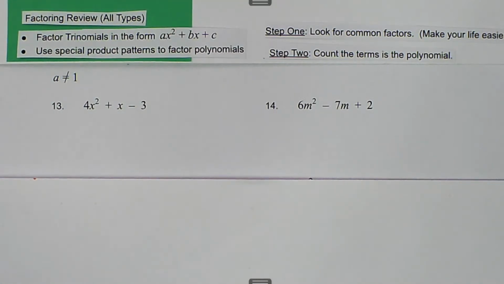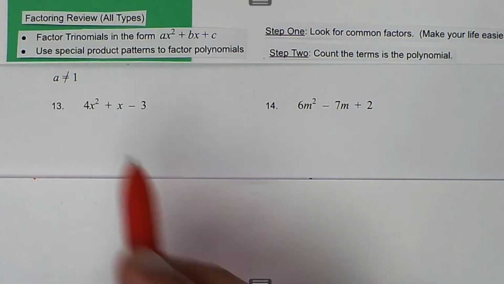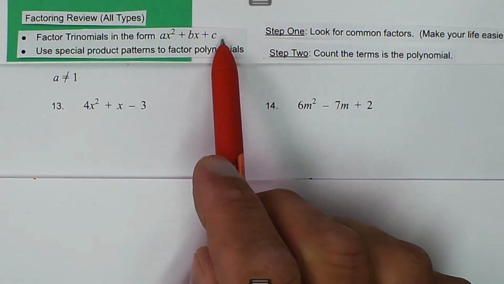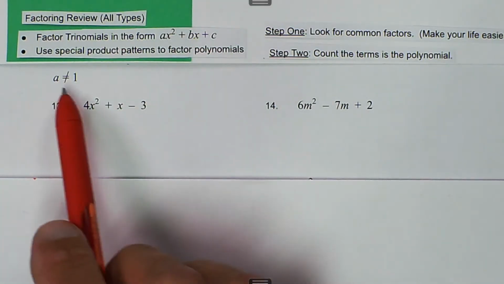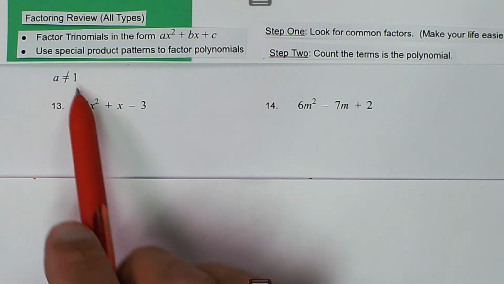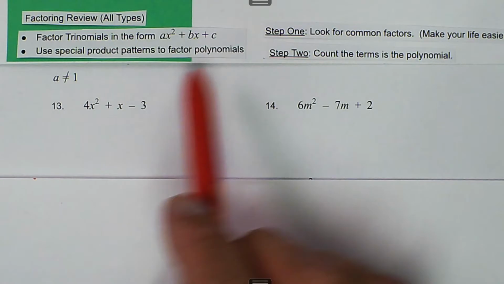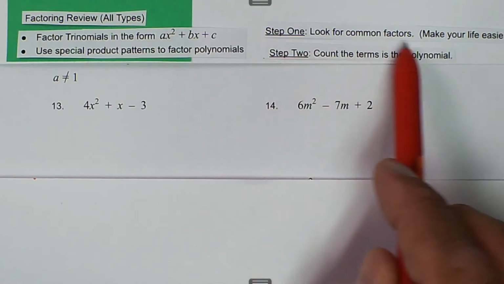We're talking about all types of factoring. And in this case, we're factoring trinomials in the form ax squared plus bx plus c. So in this case, our a is not equal to 1. We have a lead coefficient of 4. And so the first thing we want to look at is we want to look for any common factors.